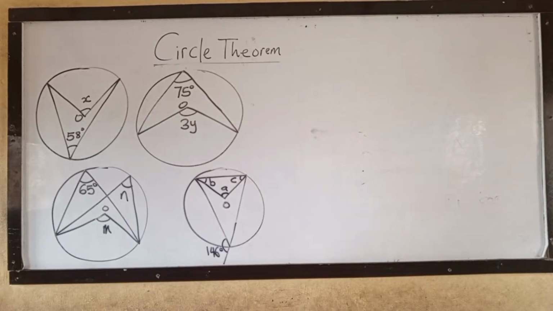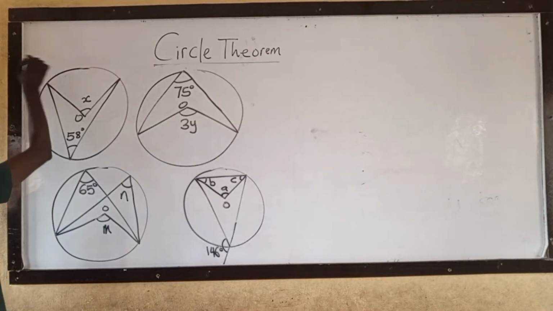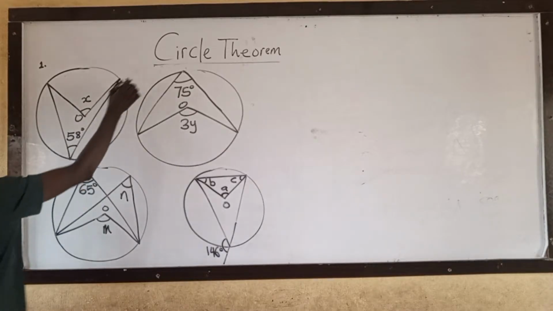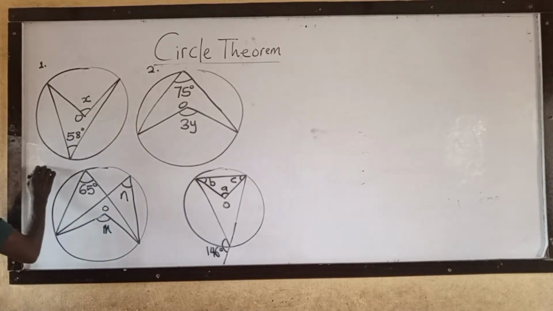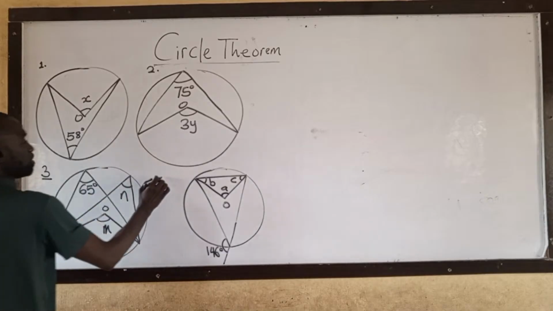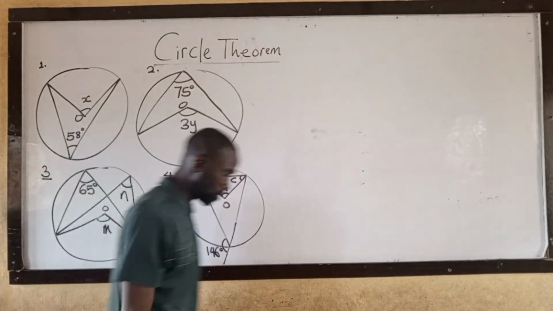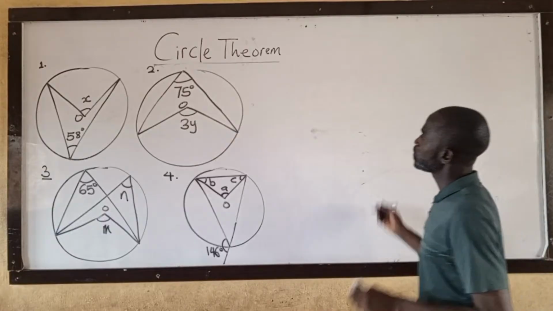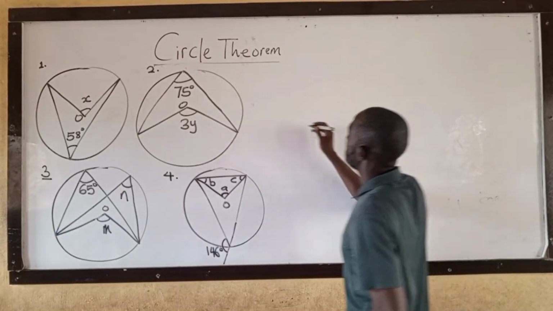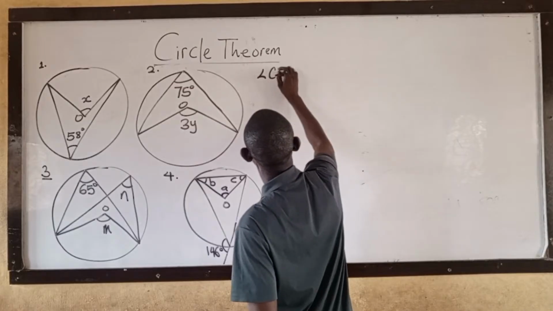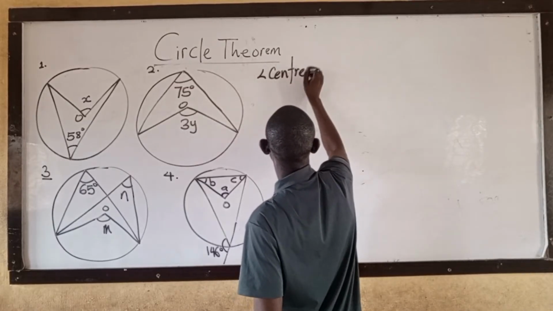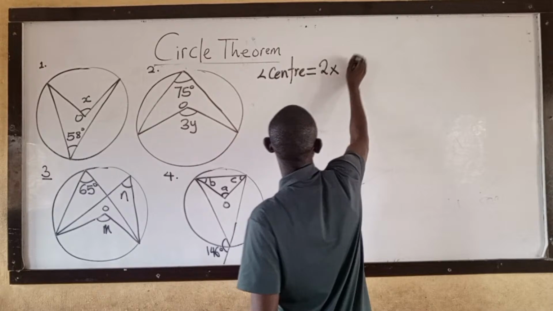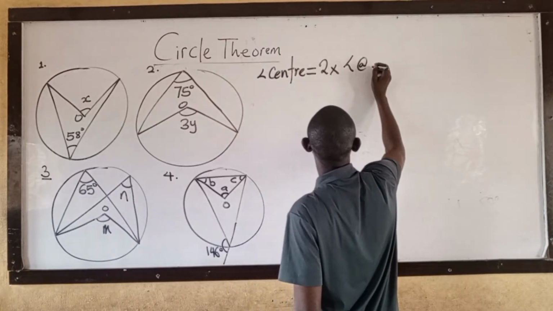So the first one, this is question number 1, this is question number 2, this is question number 3, and this is question number 4. So let us go to the first one. Here we have the angle at center. So the theorem is: angle at center is 2 times angle at circumference.